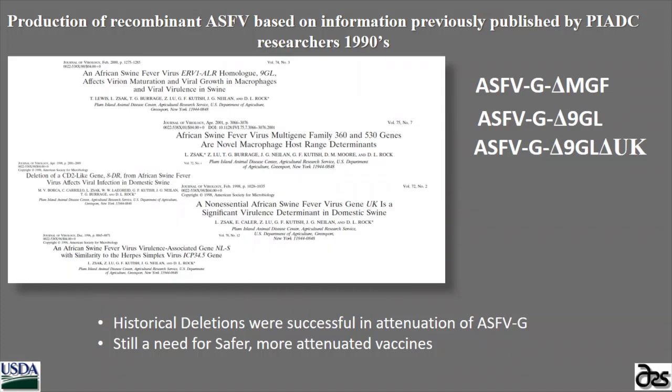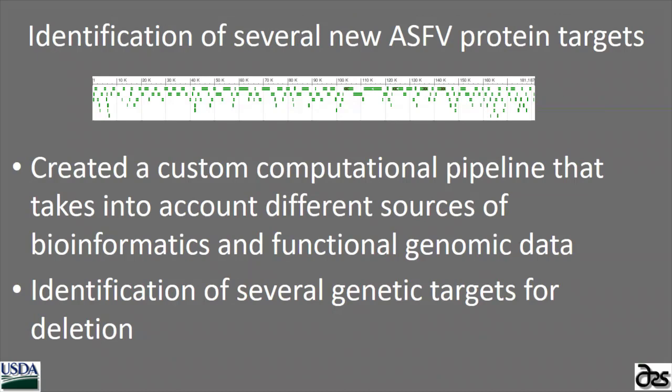So I've talked a little bit today mostly about some of the production of historical determinants of virulence and deleting them in the current outbreak strain. And these deletions were successful in attenuating African swine fever Georgia, but we still have a need for safer and more attenuated vaccines, which led us to ask how do we identify several new African swine fever protein targets. And we used a custom computational pipeline that takes into account different sources of bioinformatics and functional genomic data. And by doing this, we were able to categorize and prioritize which genes could be potential determinants of virulence.